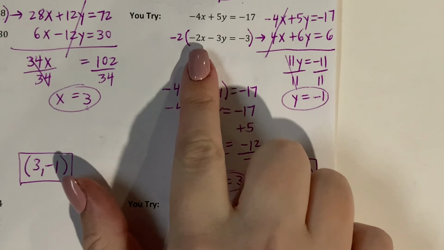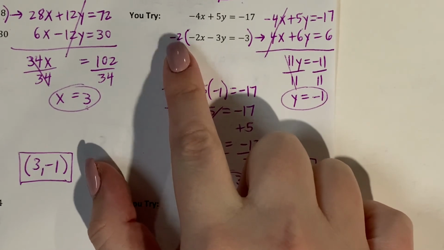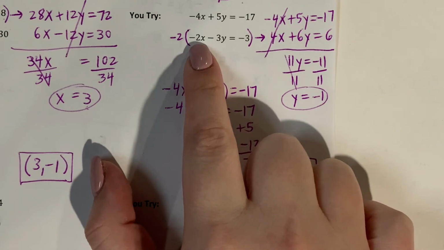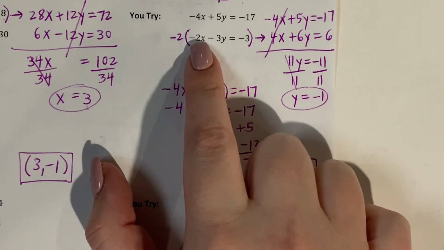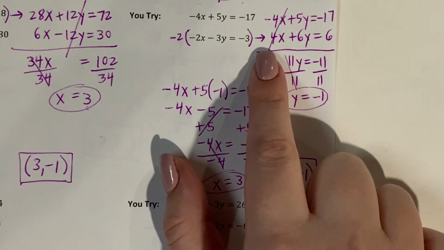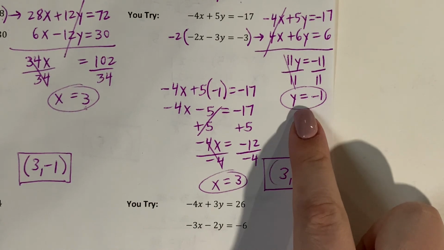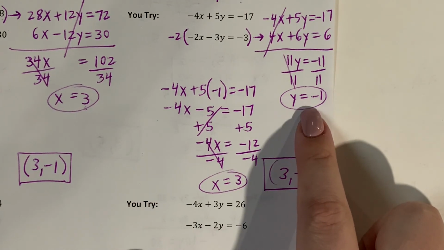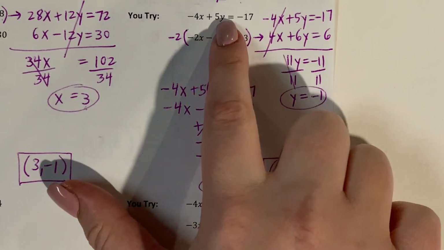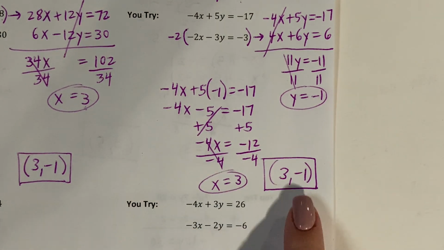On this you try, I ended up multiplying my bottom equation by -2, because if I do -2 times -2x, I'll get a positive 4x. And here we can see that positive 4x and -4x cancel, so my x's drop out of the problem. By doing that, I got that y equals -1. I plugged y equals -1 in for y in my top equation, and I ended up getting x equals 3. So my solution was 3 comma -1.